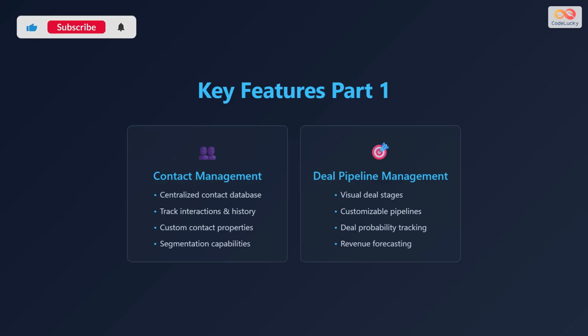Next, we have deal pipeline management. This is your visual representation of your sales process. You can customize your pipeline stages to match your specific sales workflow. HubSpot tracks the probability of closing each deal and helps you forecast your revenue based on your pipeline data.